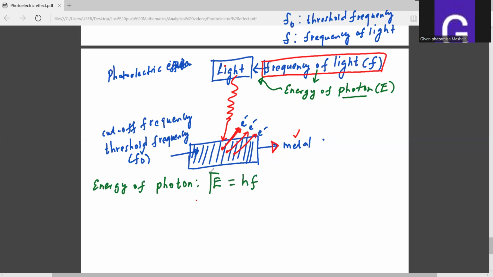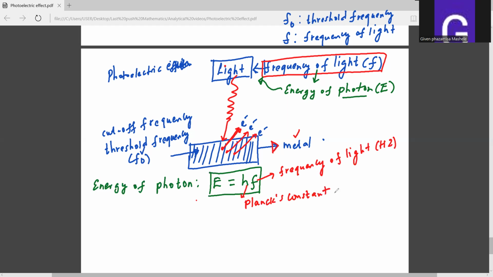Remember I said once you see the f without the naught, you actually know that we're talking about the frequency of light, which is measured in hertz. Then how about the h? The h is called the Planck's constant, which is 6.63 times 10 to the power negative 34.